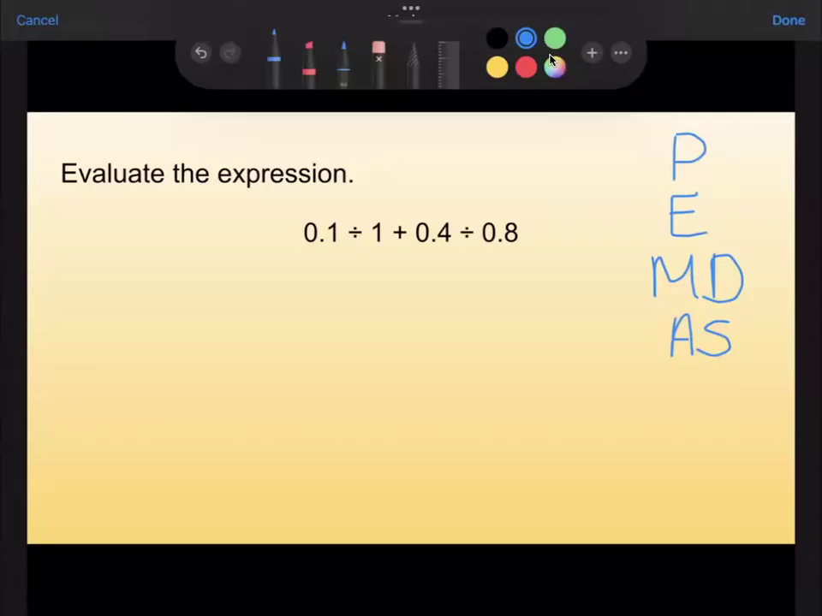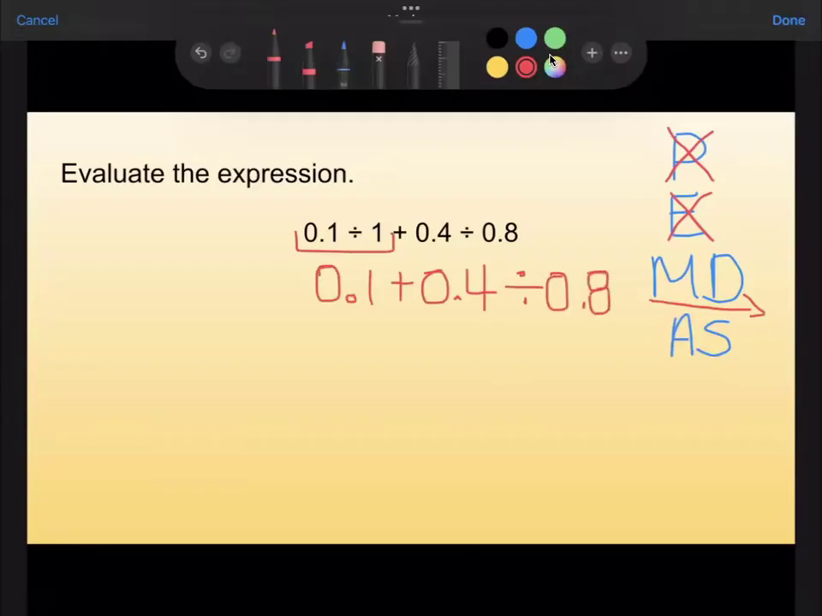Okay, here's our next one. Let's go through our list and see what we have here. We do not have parentheses, we do not have exponents, but we do have multiplication or division. In fact, we just have division, no multiplication, but I still need to move from left to right. So that means I need to do this division first before I do the other one. So I'm going to calculate 0.1 divided by 1, which gives me 0.1. Now I can either bring down the rest of it. In fact, I think that's what I'll do. 0.4 divided by 0.8.